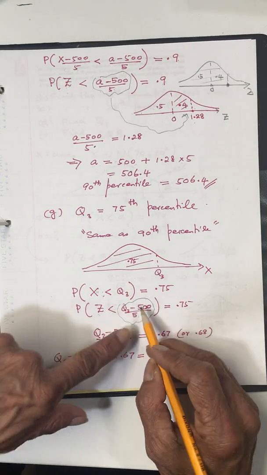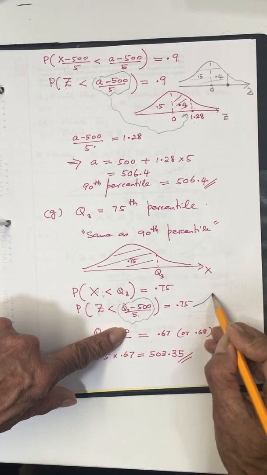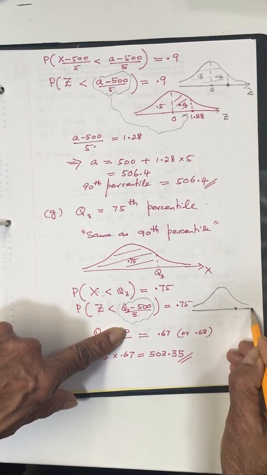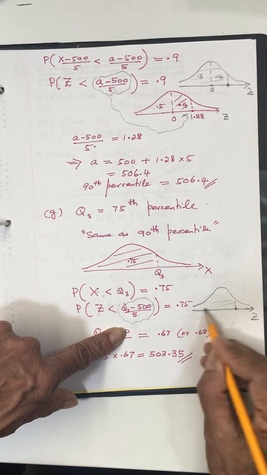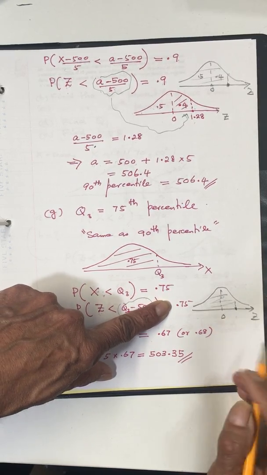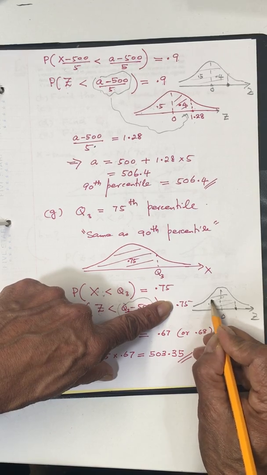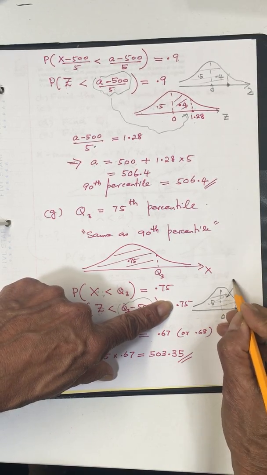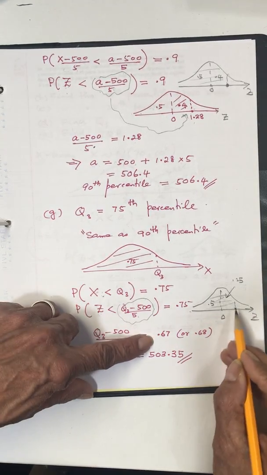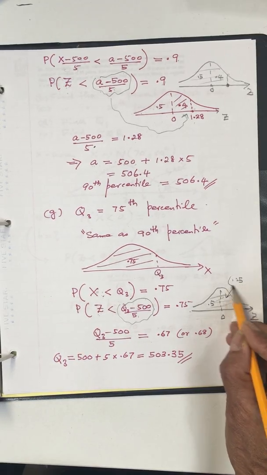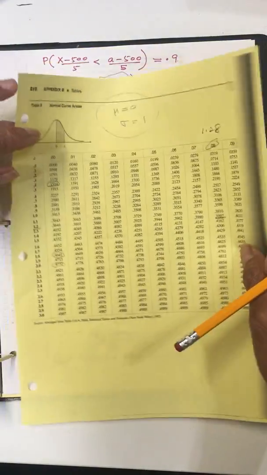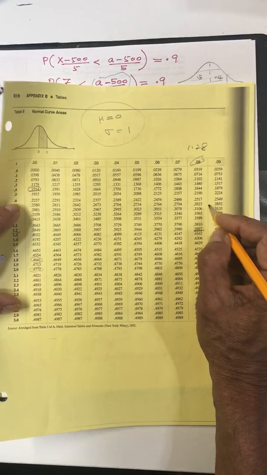So the area below this value, if you're looking at the Z table, whatever value on the Z table, the area below that should be 0.75. This is symmetric around 0, so this has got to be 0.5, so this has got to be 0.25, because everything from here to here has to be 0.75. So you need to read the Z table for this value inside the Z table, looking for the closest value to 0.25.